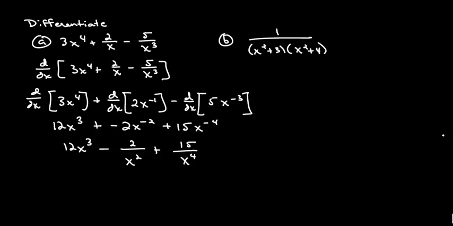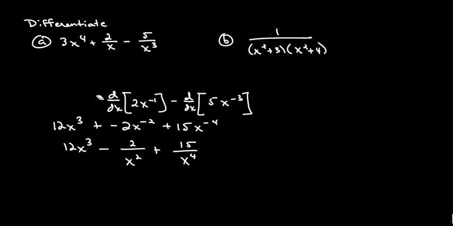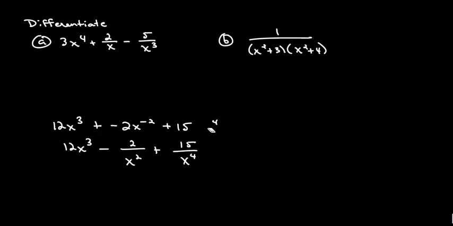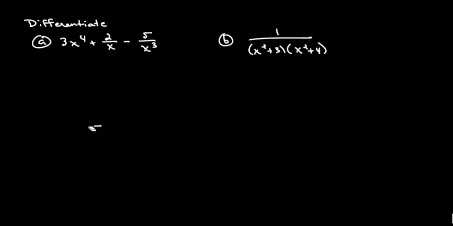Now for b, b's a little bit more difficult. I'm going to actually erase this over here, and the reason is that I've got a lot of room to work with b. B is a little bit more difficult because you have to realize that the denominator is the product of two functions. So using our quotient rule, we have the following.